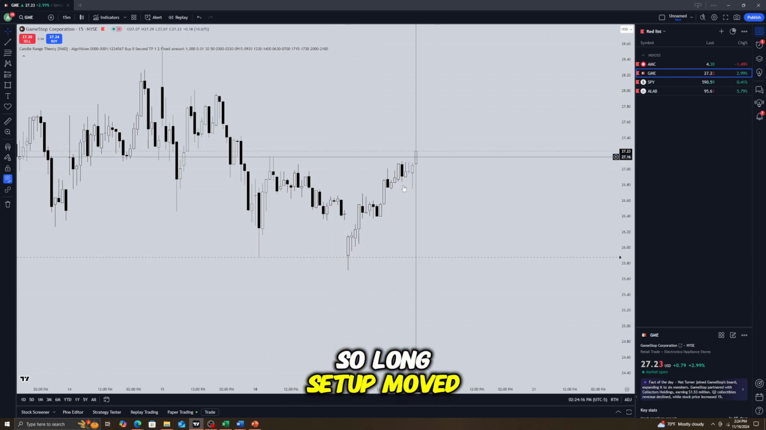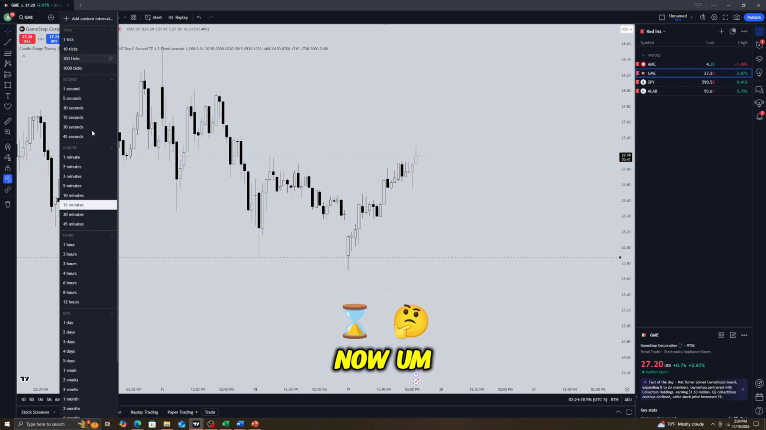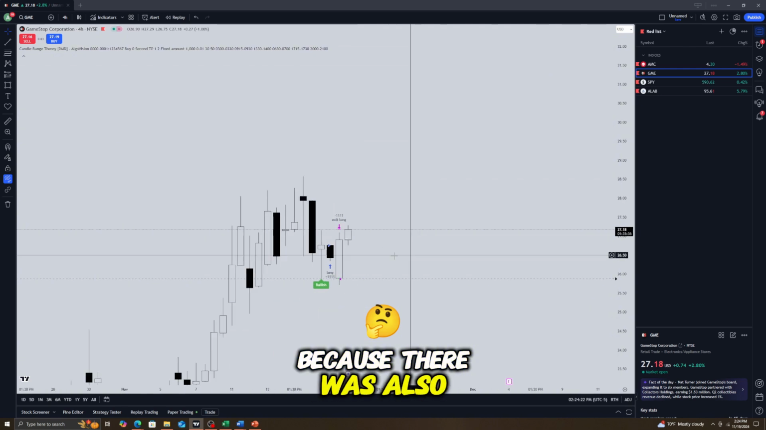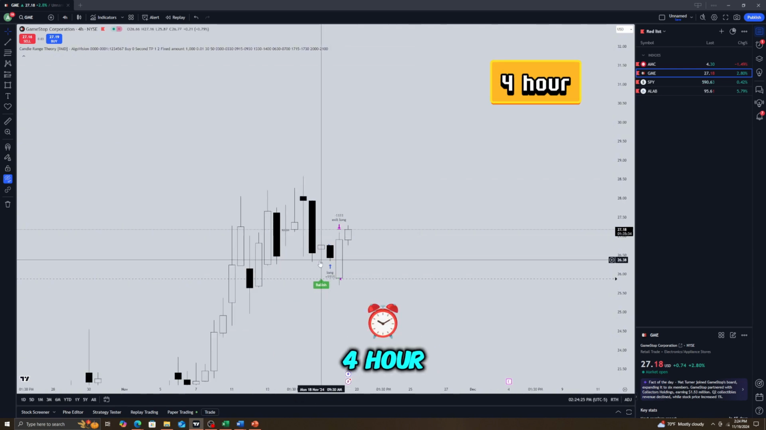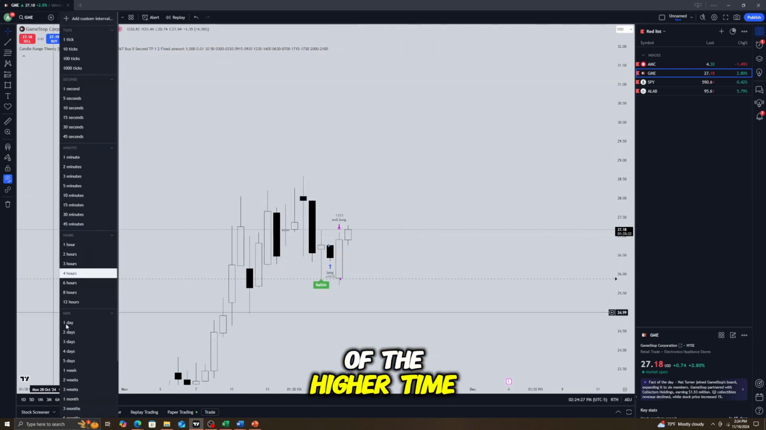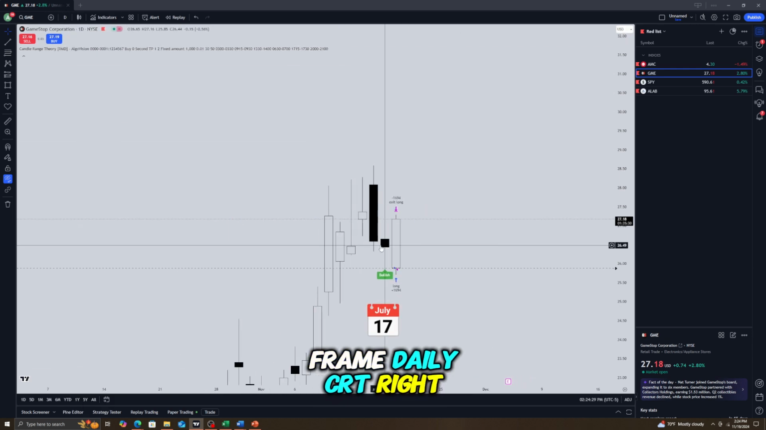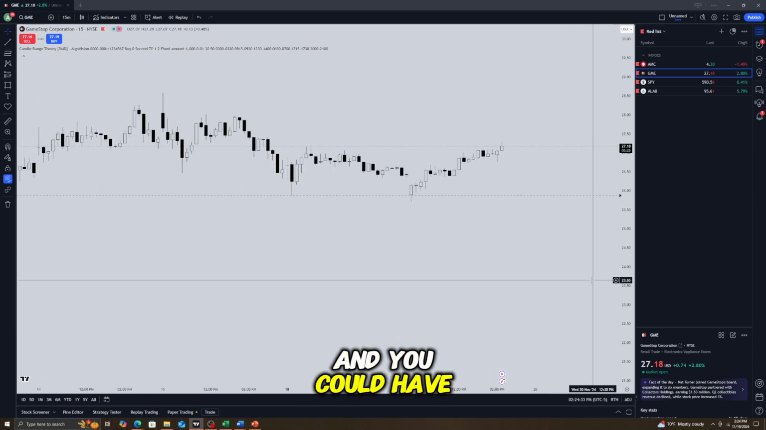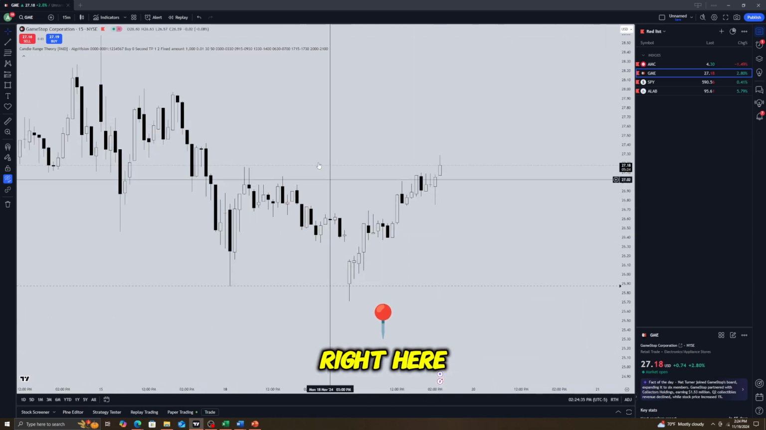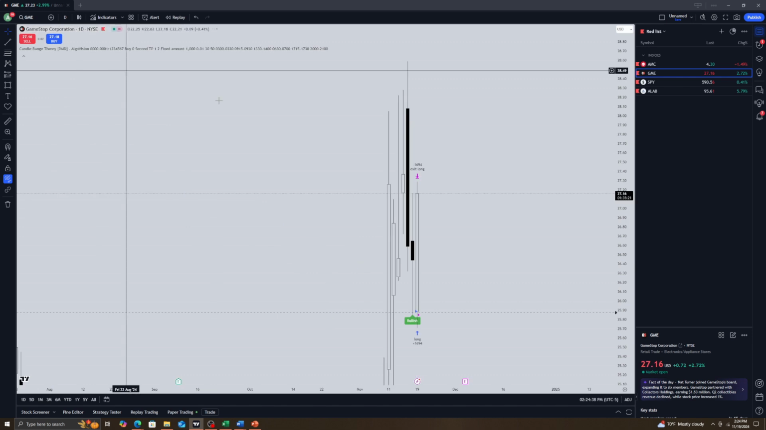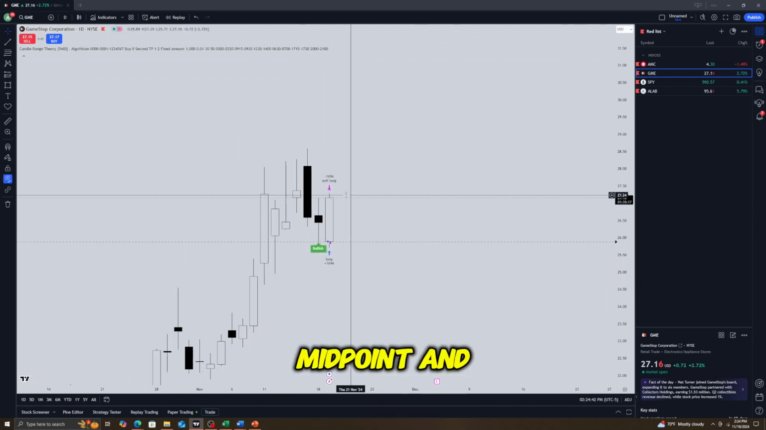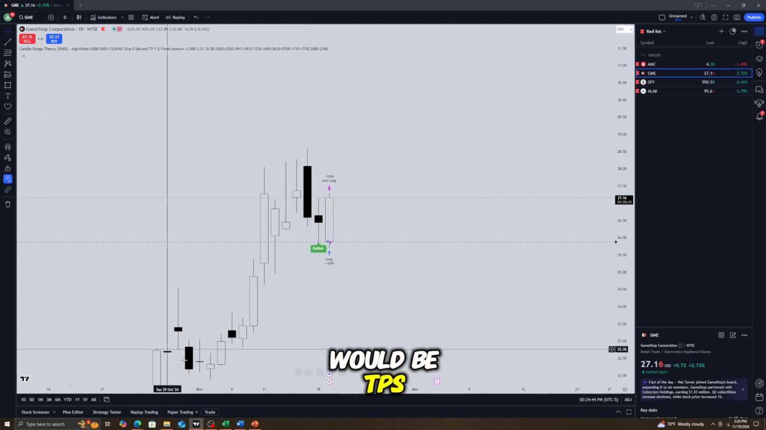So long setup moved about 3% now. And if you look, this was higher probability because there was also a lower time frame 4-hour CRT inside of the higher time frame daily CRT, right? So that would have been a higher probability setup, and you could have caught this long move right here with AlgoVision. And let's just show you one more time. There's the setup called. Midpoint and opposing end would be TPs.